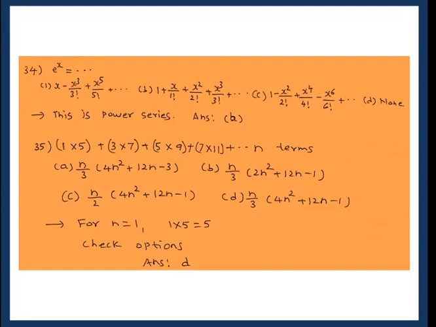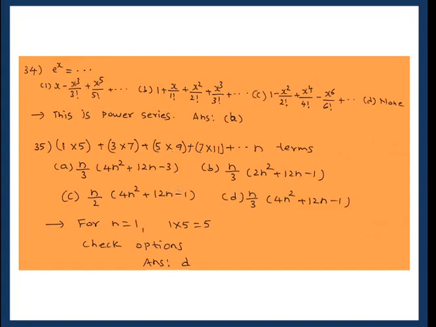Now the last two sums. Sum number 34, e raised to x equal to... See, this is given in your textbook. I think, if I'm not wrong, on page number 40. You can check it under the topic power series. In that, expressions for e raised to x, sin x, cos x, log of 1 plus x, etc. are given. So you have to remember this, that what is e raised to x? It is 1 plus x upon 1 factorial plus x square upon 2 factorial plus x cube upon 3 factorial and so on. So the correct option is B, Bombay.